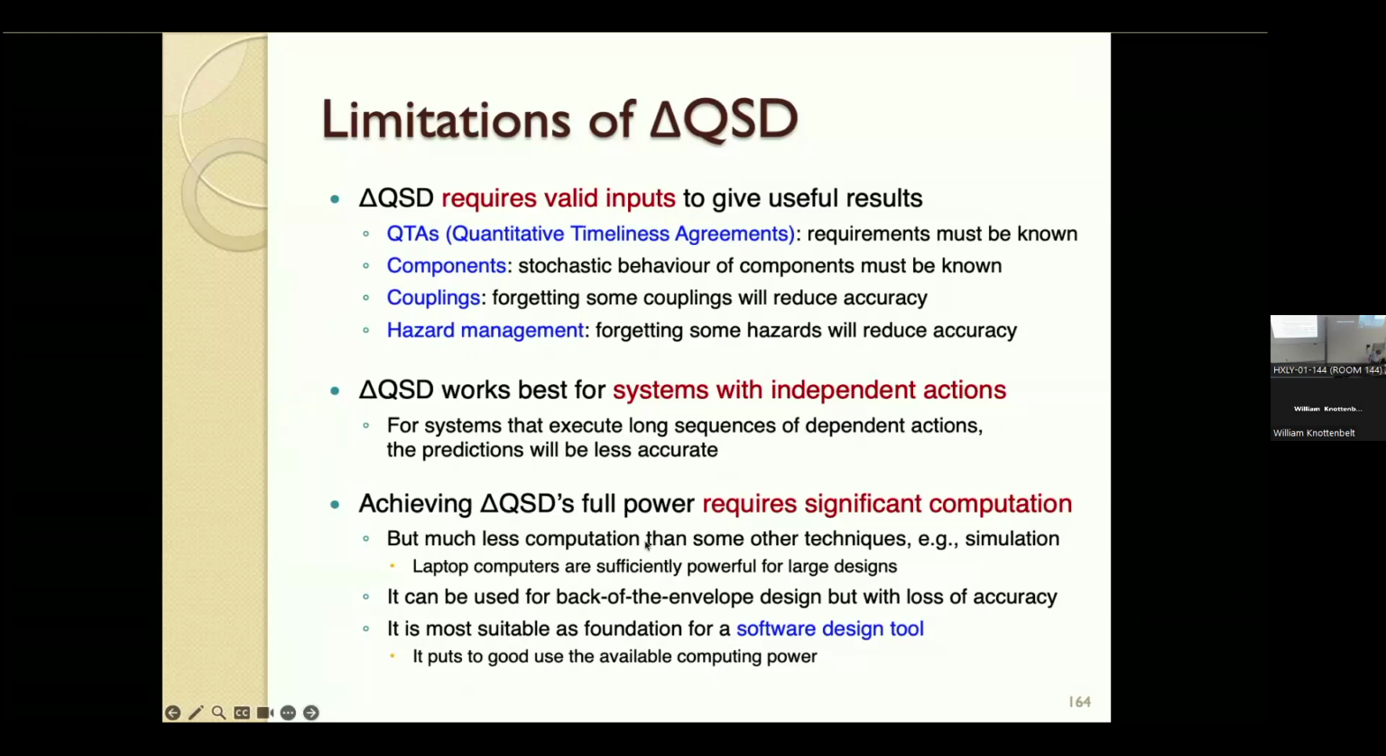And the third point is you need to do some computation. You need to do convolution, deconvolution, and other kinds of operations on these CDFs. That can be significant, but it's reasonable, actually. It's much less computation, for example, than simulation. A current laptop should be, touching on wood, powerful enough. So basically, it's suitable as a foundation for a software design tool. That's what we're working on.